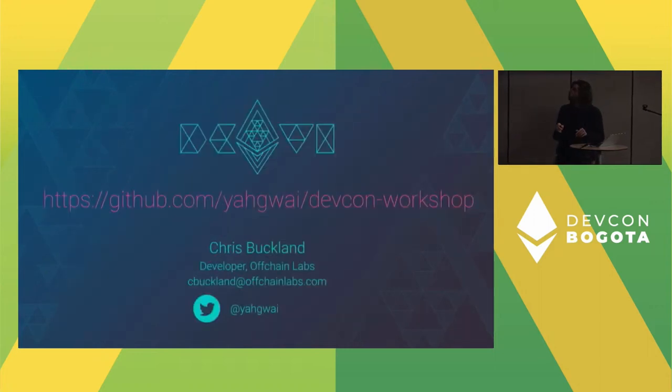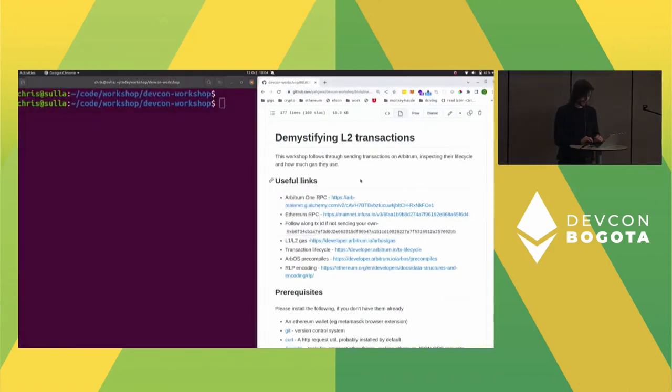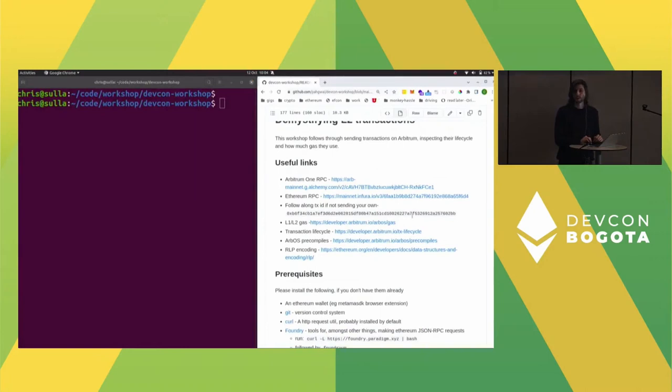So this is the URL. If you go to this GitHub repo, you can start following down the set of instructions. There's a set of prerequisites that include tools like Foundry, JQ, and Brotli itself. You can start following the steps yourself, or you can watch me do it as I go. I've included some useful links at the top. There are some RPCs there to connect to both Arbitrum and to Ethereum. And some other general information if you want to read more about L1 and L2 gas and some of the ways in which Arbitrum works that are relevant to this talk.